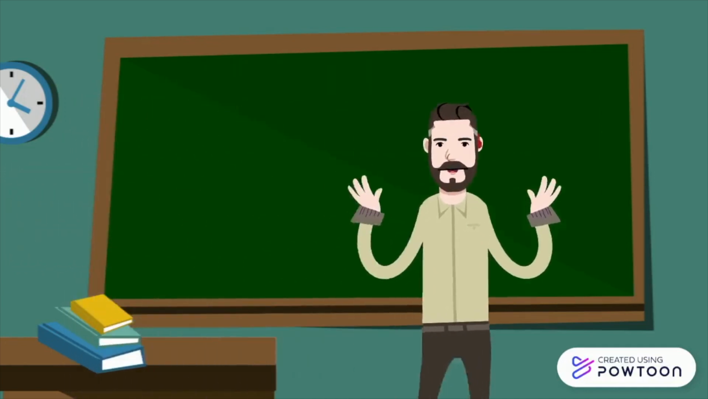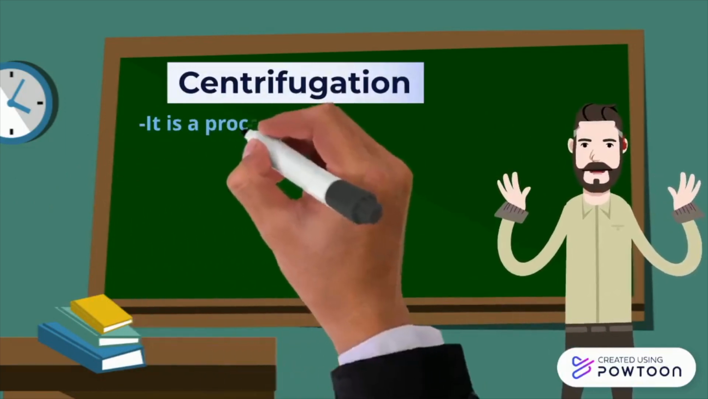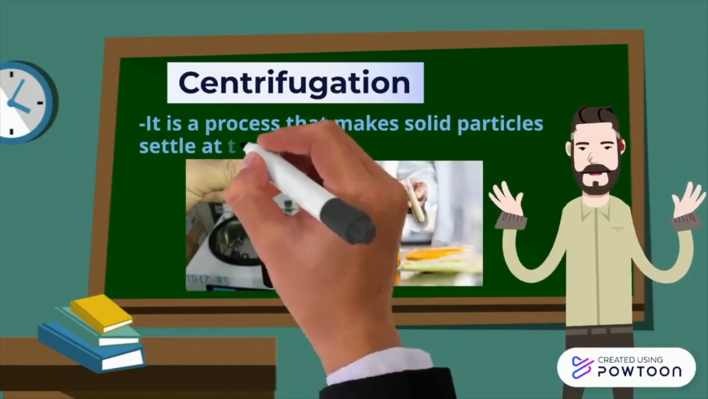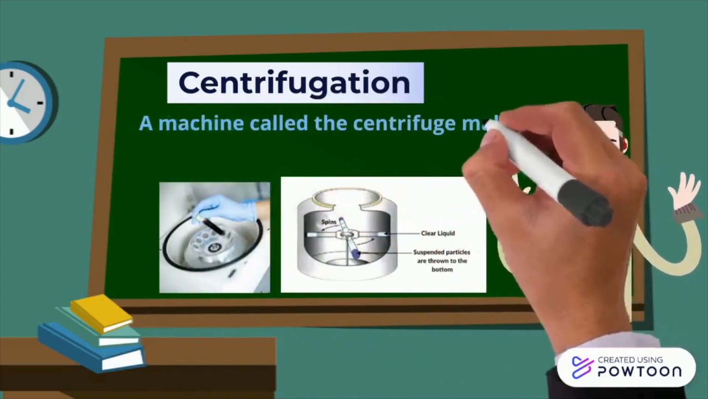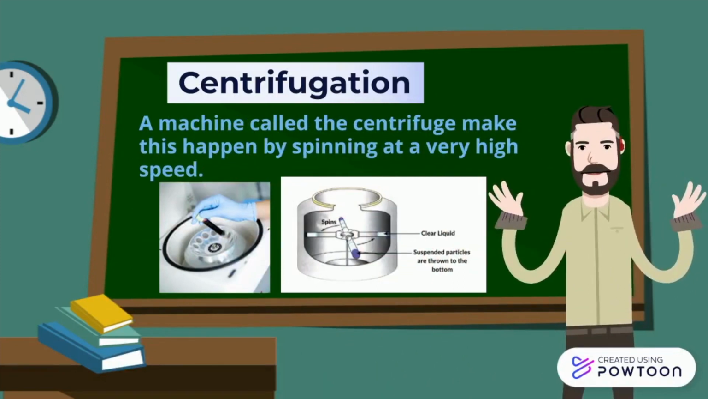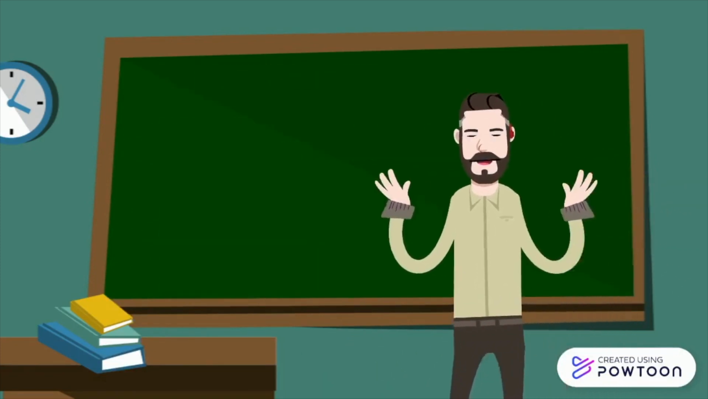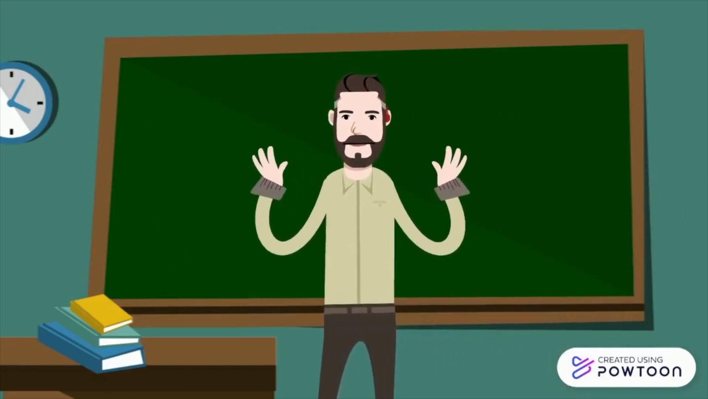The last technique that we have is the centrifugation, which is a process that makes solid particles settle at the bottom of the test tube. A machine called the centrifuge makes this happen by spinning at a very high speed. So this is just an example or picture of our centrifugation.